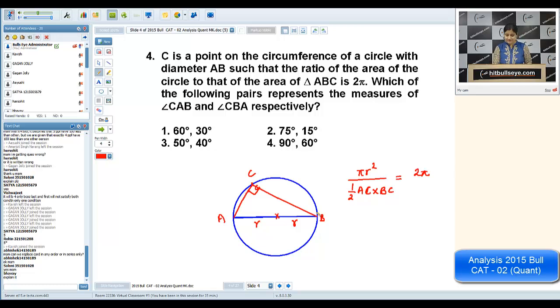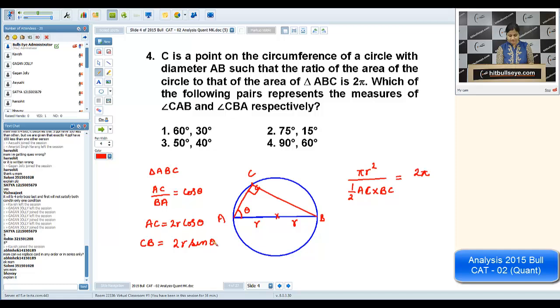Now we need AC and BC in terms of R. Let this angle be theta. If I consider triangle ABC, and take AC upon AB, this is base upon hypotenuse. What is base upon hypotenuse? That is cos theta. So I can say that AC is 2r cos theta. Similarly, we can say that CB is 2r sin theta.